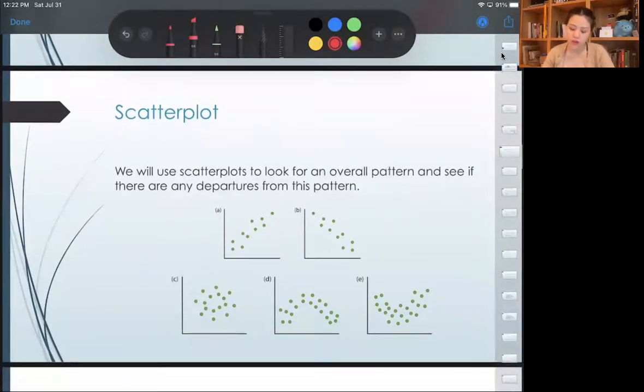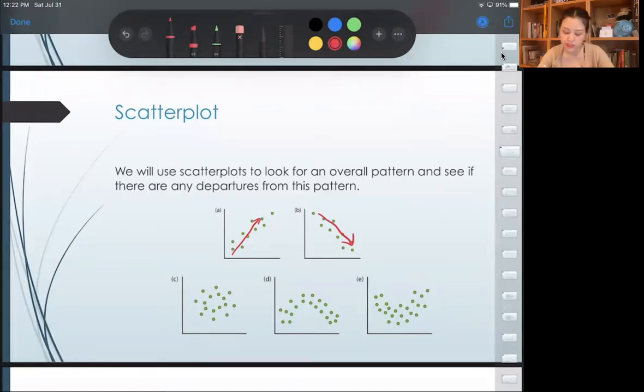So here are some examples of scatter plots, right? As you can see, the first ones, A and B, are linear scatter plots, right? How do I know that it's linear? Because I can draw a slope here, right? All the points are random, and they just kind of have that linear pattern to them, right?